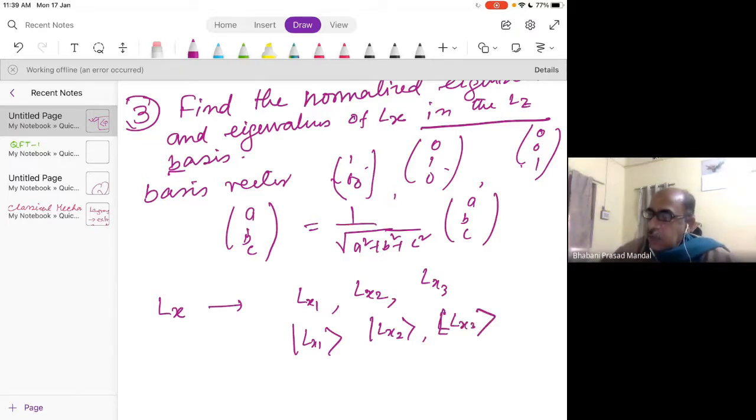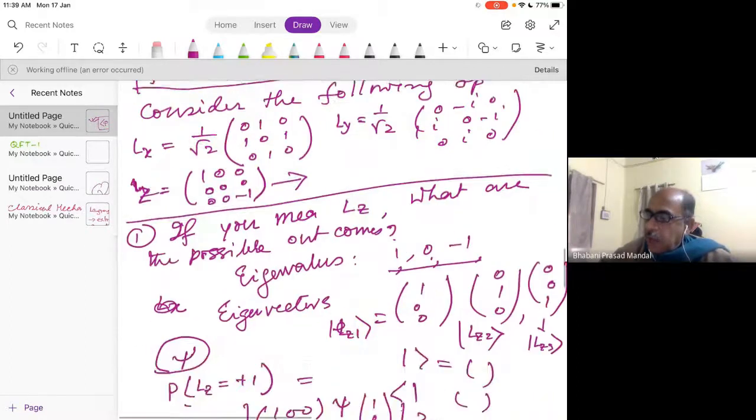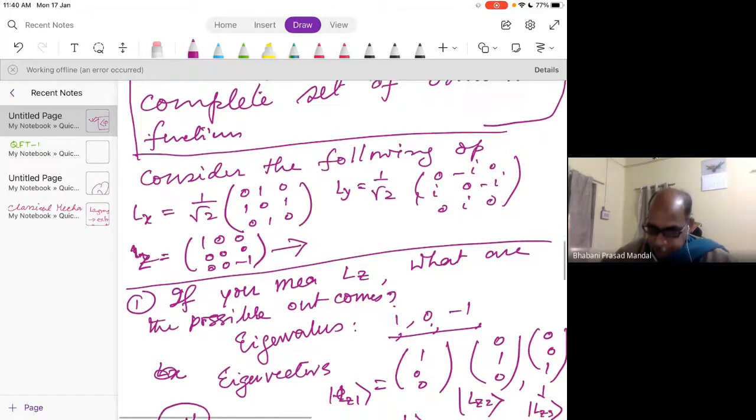Because it is already given that in this formulation Lz is already diagonalized, we are already in the Lz basis. So in this Lz basis, these are the eigenvectors and these are the eigenvalues. How will you find them? You just find the eigenvalues and eigenfunctions of this Lx matrix. So this is the third part.